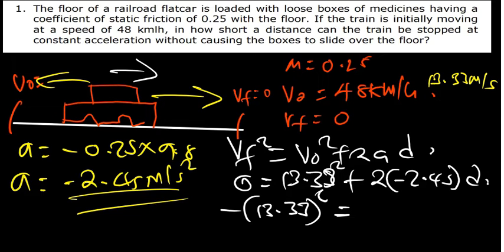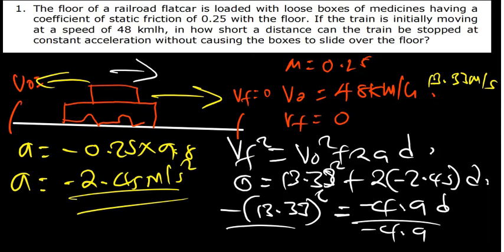So this is going to give us 4.9d, which is negative. So we divide both sides by negative 4.9, even here by negative 4.9. Negative and negative will cancel. Therefore, our distance is going to be 13.33 squared.